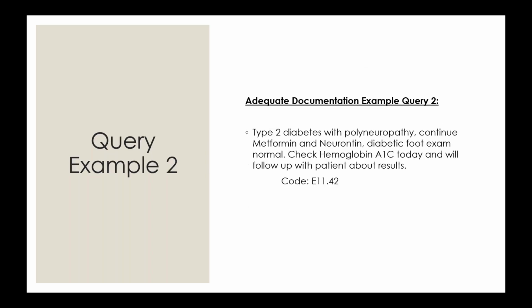And if the doctor answered, this would be adequate documentation. Type 2 diabetes with polyneuropathy, continue metformin, Neurontin. Diabetic foot exam normal, check A1C today, and we'll follow up with the patient about results. And then you would get to that code E11.42, and also it meets that criteria as well.